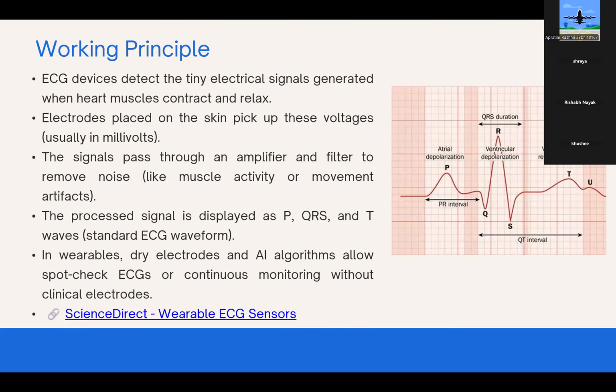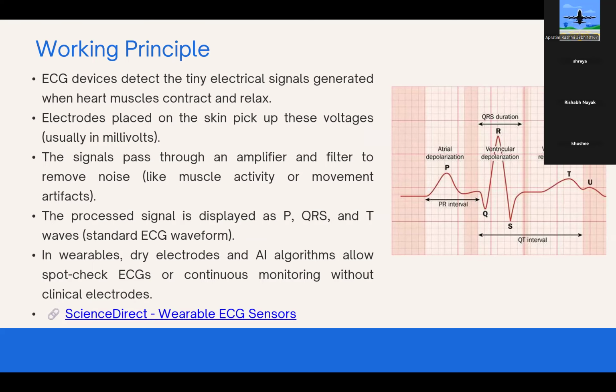So now I will discuss the working principle. ECG devices detect the tiny electrical signals generated when heart muscles contract and relax. Electrodes placed on the skin pick up these voltages. The signals pass through an amplifier and filter to remove noise like muscle activity or movement artifacts. The processed signal is displayed as P, QRS, and T waves.